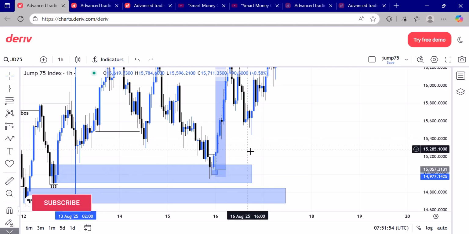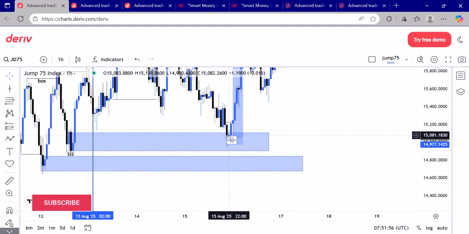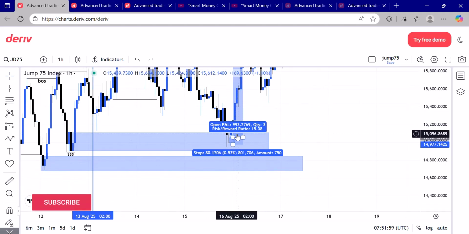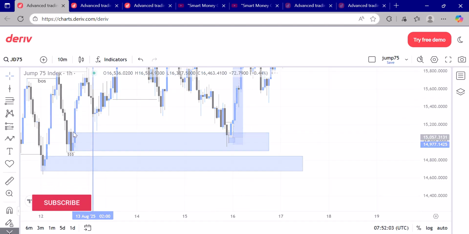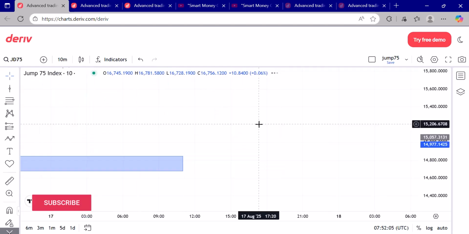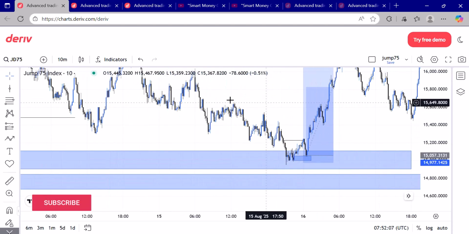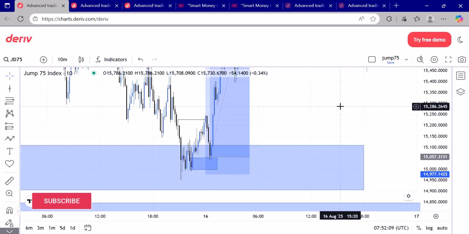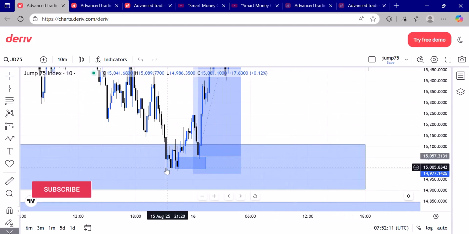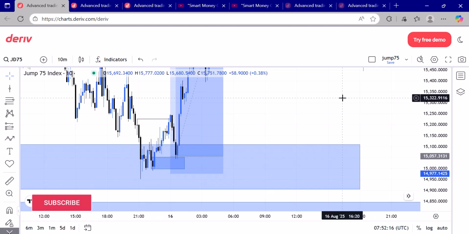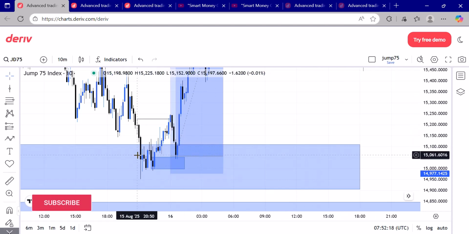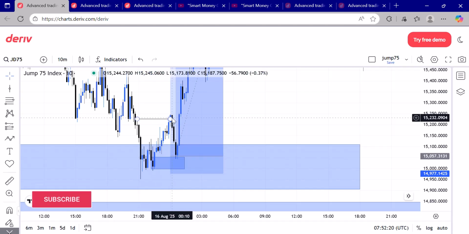So what do we do? We will go to our lower time frame and look out for our confirmation entry. So we move down to our 10 minutes time frame. So this is our 10 minutes time frame. All right, so price came in, of course, into our zone. So what do we see? We saw a break of structure here. There was a break of structure to the upside.